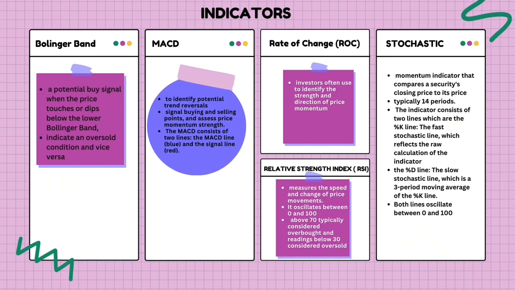oversold. And we move on to the last one, which is the stochastic oscillator, which is a momentum indicator that compares a security's closing price to its price range over a specific period of time, typically 14 periods. The indicator consists of 2 lines, which are the percentage K line, the fast stochastic line, which reflects the raw calculation of the indicator, and the percentage D line, which is the slow stochastic line, a 3-period moving average of the percentage K line. Both lines oscillate between 0 and 100.